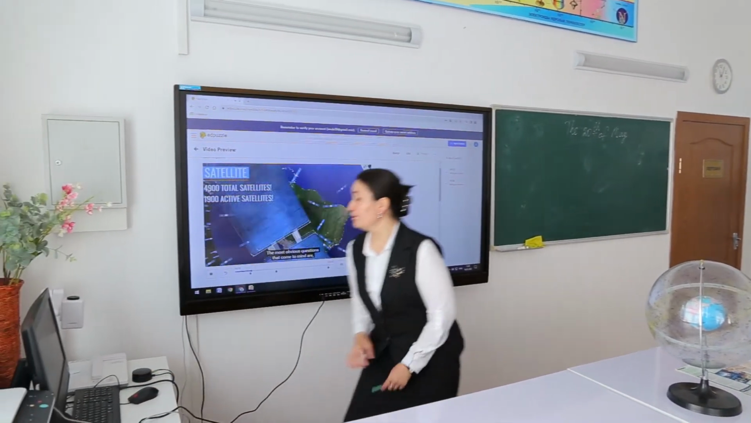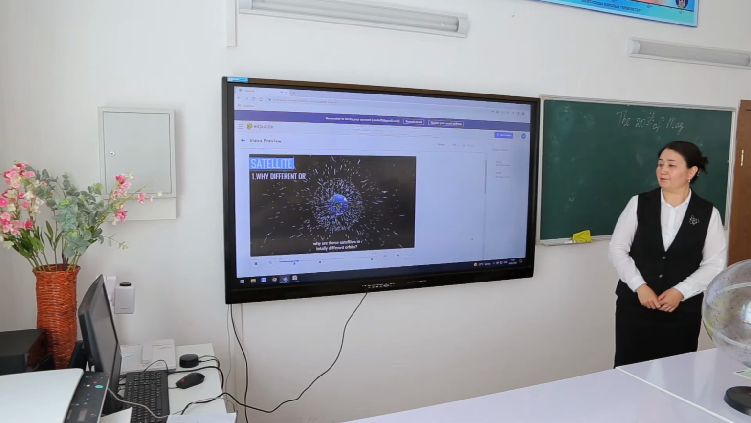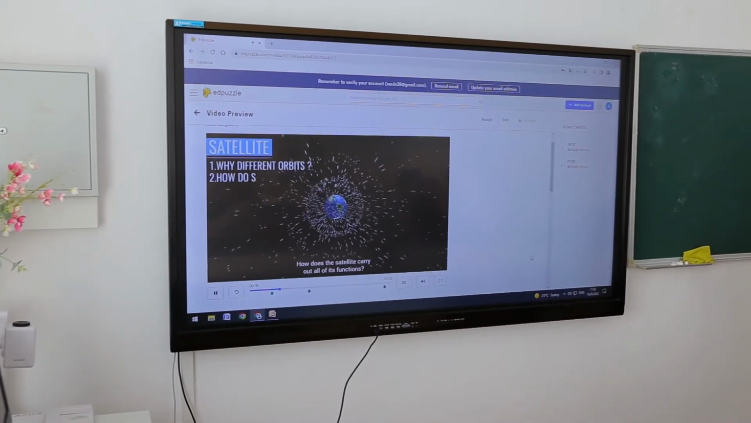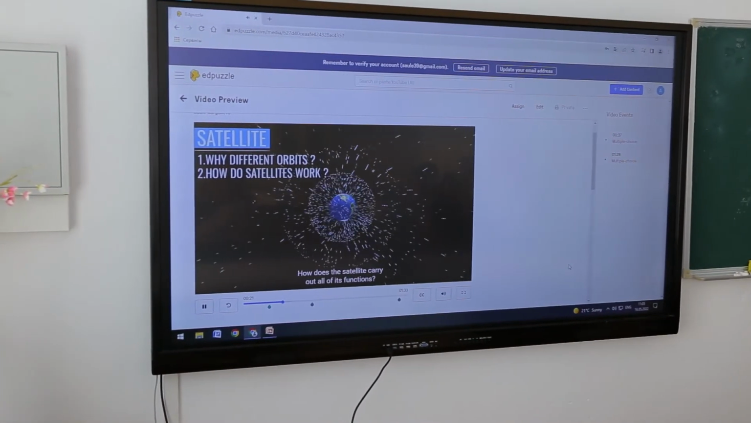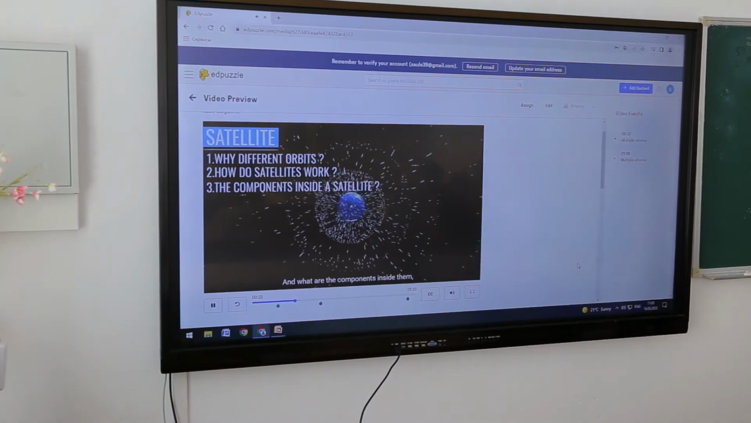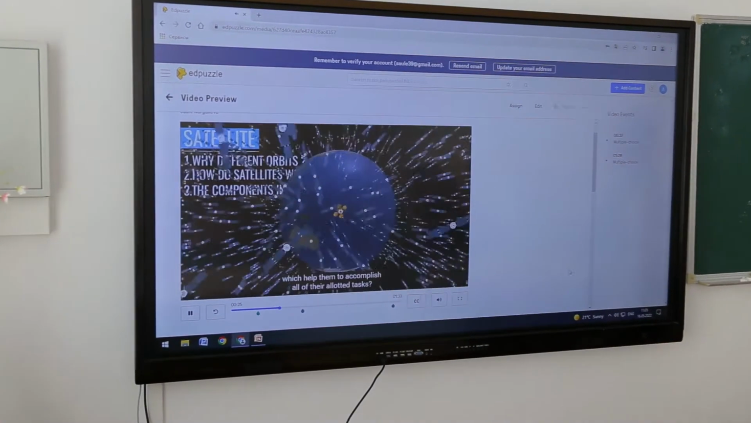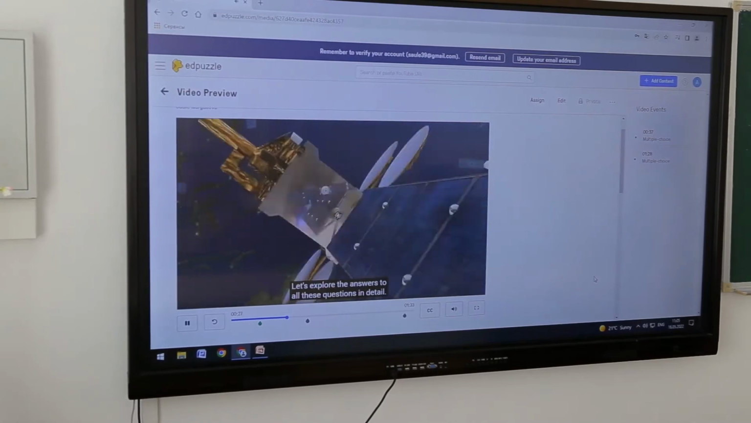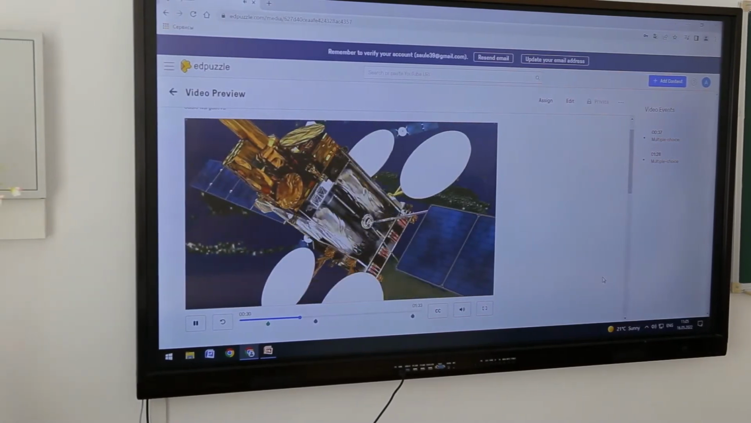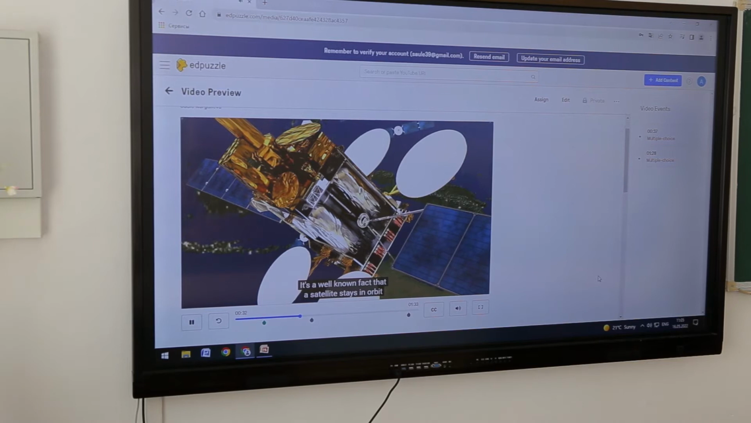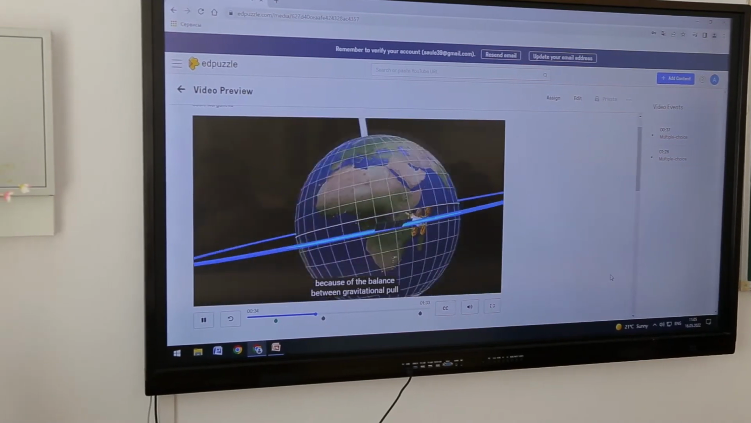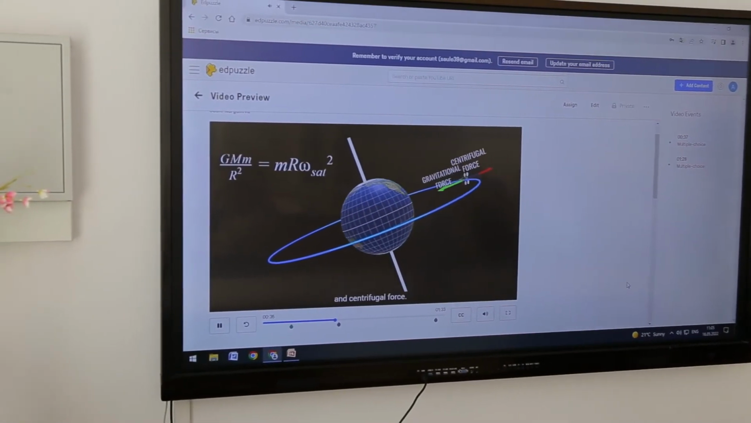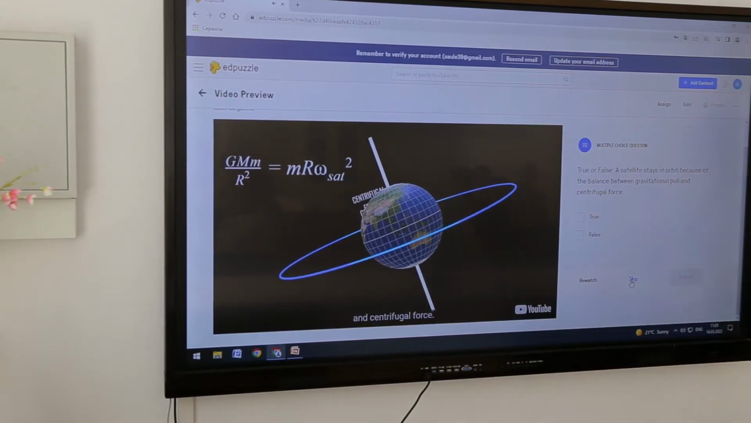Most obvious questions that come to mind are, why are these satellites in totally different orbits? How does a satellite carry out all of its functions? And what are the components inside them which help them to accomplish all of their allotted tasks? Let's explore the answers to all these questions in detail. It's a well-known fact that a satellite stays in orbit because of the balance between gravitational pull and centrifugal force.